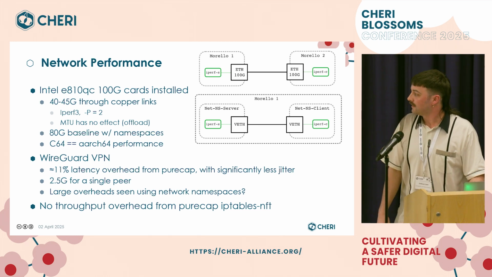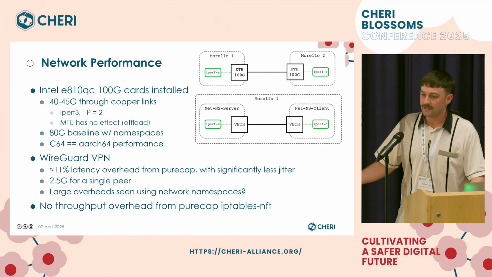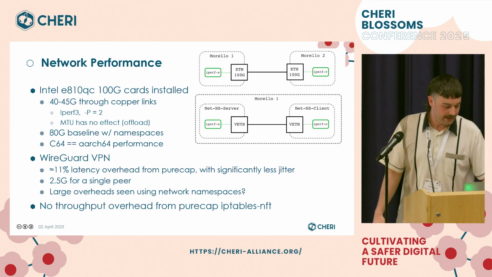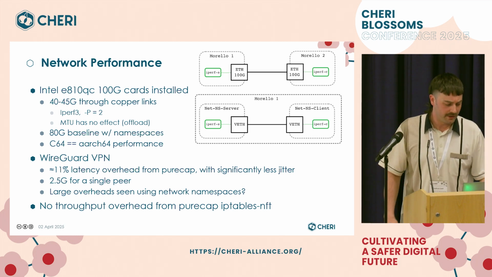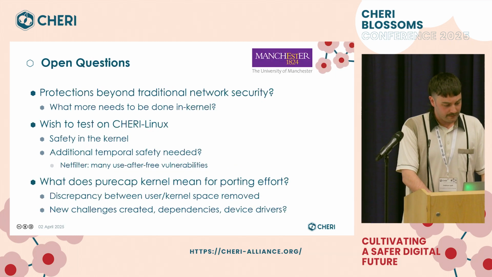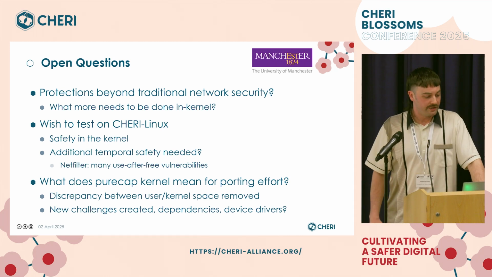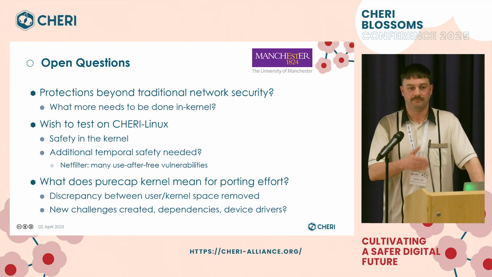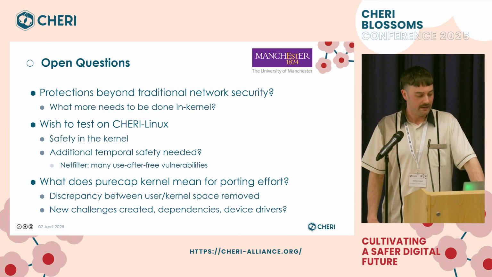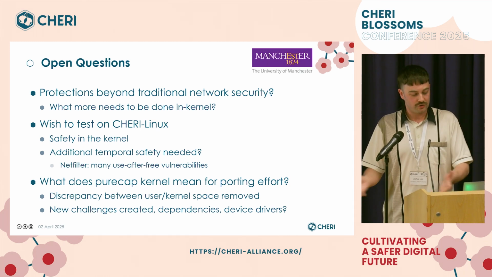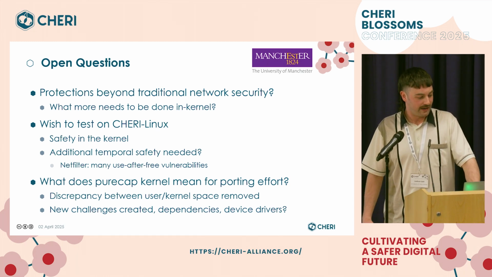I've not been able to diagnose where this is coming from, what is exactly causing these overheads at the minute. That needs a bit more work. So there are still a few open questions from this work. What protections are we affording beyond traditional network security? What more do we need to do in the kernel? Obviously, because we're still using a hybrid kernel, chunks of that are not covered, right?